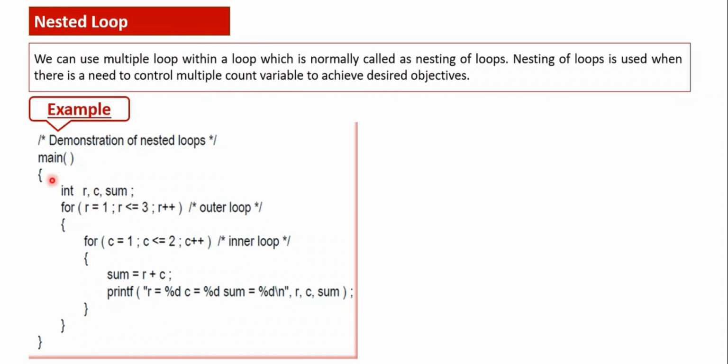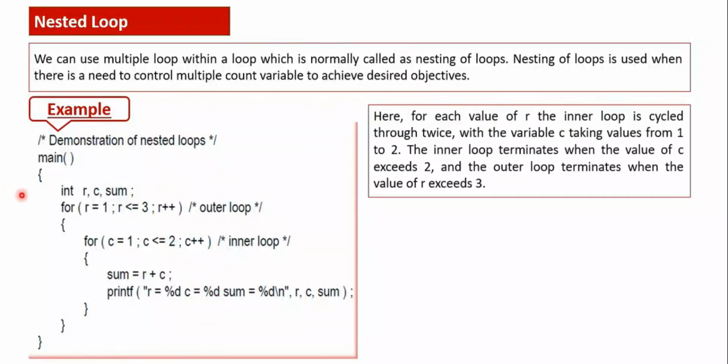Now there is a for loop in which R is initialized with 1, compared to 3 and incremented by 1. Okay, so this is the outer loop, and within this for loop there is another for loop which is initialized with C equal to 1, compared with C less than or equal to 2 and incremented by 1. And within the body of this for loop, sum is calculated by adding R plus C and the result is printed. Okay, so here for each value of R, the inner loop is cycled through twice.